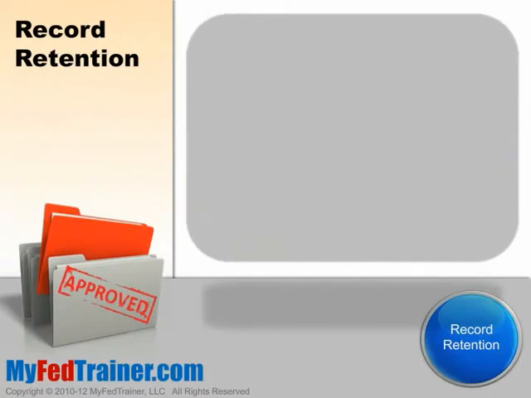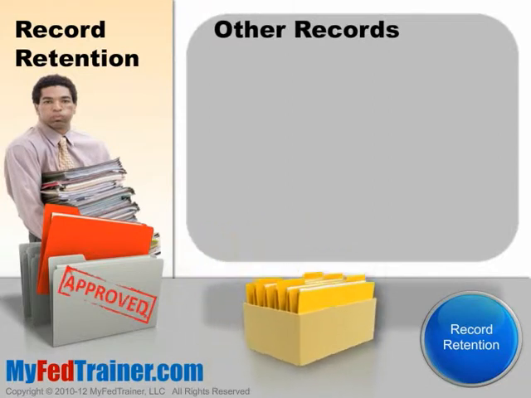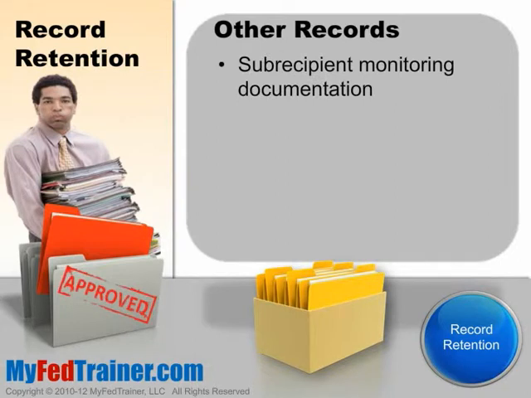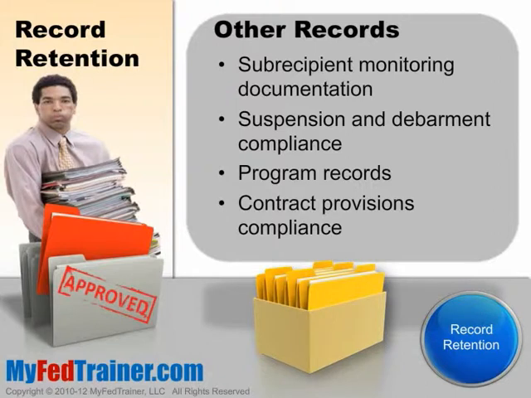Finally, the grant recipient is required to retain other records which are pertinent to the federal awards. These types of records may contain evidence of subrecipient monitoring, such as copies of various A-133 audit reports, evidence of suspension and debarment compliance, such as screenshots of an excluded parties list system search, various program records that support program accomplishments and reporting, and evidence of contract provisions compliance for both the grantee and, if applicable, the sub-grantees and contractors.